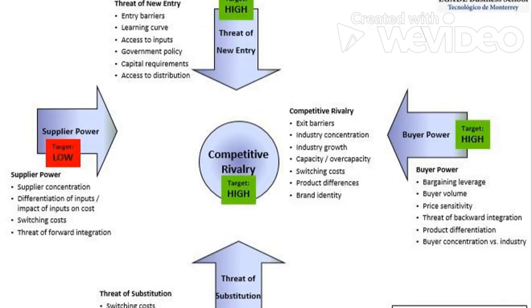Let's go over the 5 forces. First, we have the competitive rivalry, which is about the competitiveness across existing players. The factors which may affect the grade of the force are the exit barriers, the industry concentration, industry growth, capacity and overcapacity, switching costs, and product differentiation.